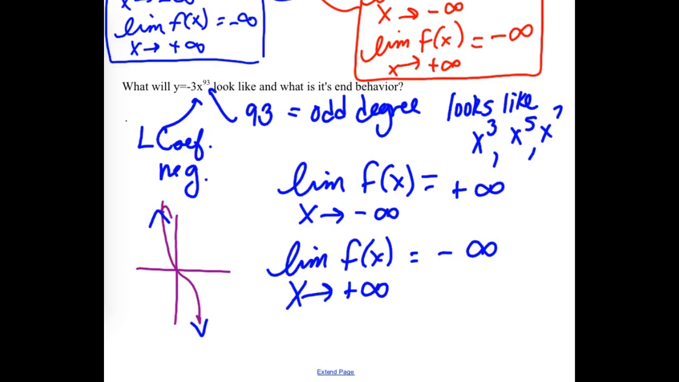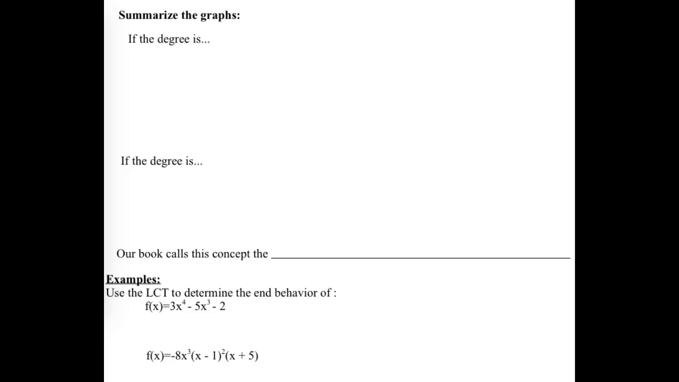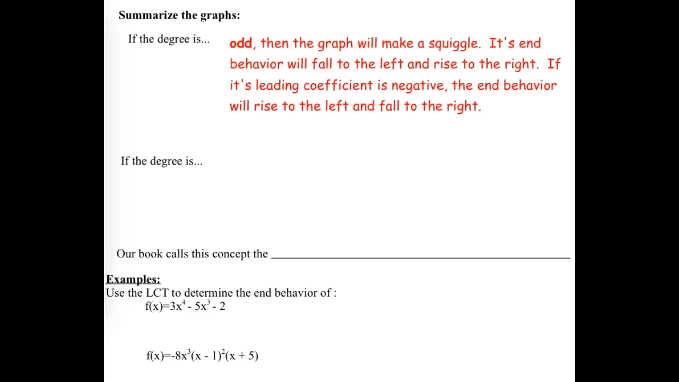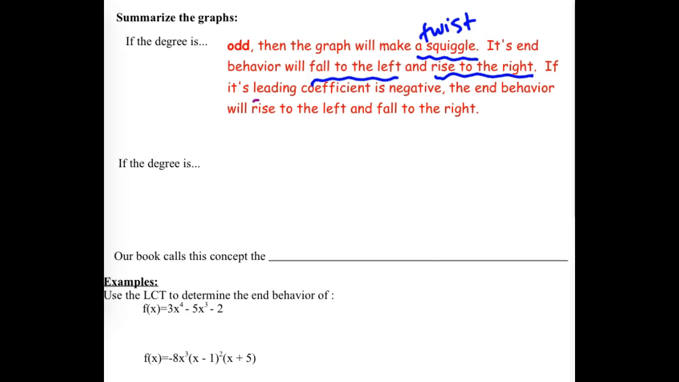Okay? So to kind of summarize that, we look at the degree. If the degree is odd, the graph is going to be kind of a squiggle or a twist. We sometimes refer to it as a cubic twist. So it's going to be falling on the left, rising on the right. If the leading coefficient is negative, everything gets reflected over the x-axis. So it's going to be reverse. It's going to rise on the left and fall on the right. So like that, positive 1 would look like that.